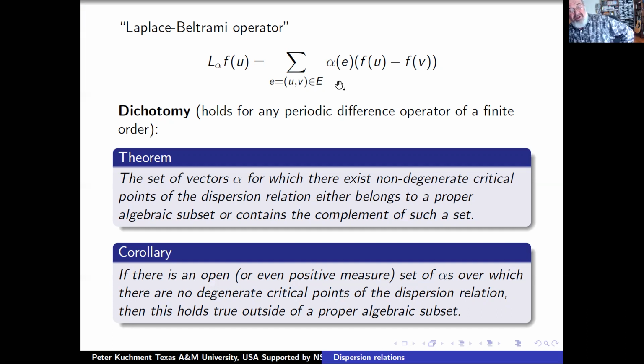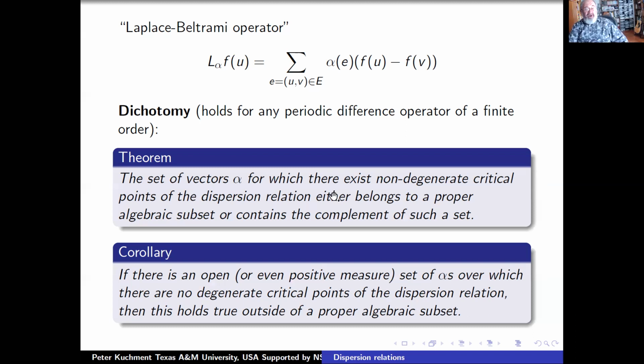This is the analog of the Laplace-Beltrami operator on a Riemannian manifold. So this difference is like a gradient, this factor is like a diffusion coefficient, and the sum is a divergence. So this is a divergence type operator, a type of Laplace operator. And now the question is, if I have complete freedom of changing those weights, is it true that generically I can make all band edges non-degenerate?